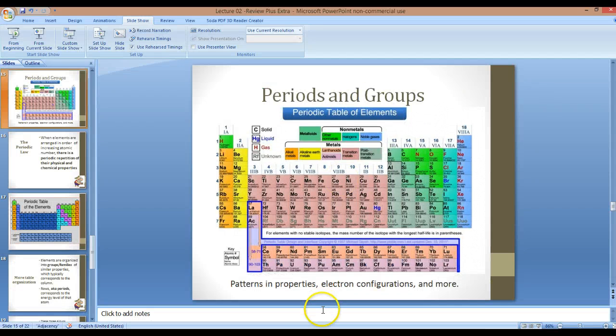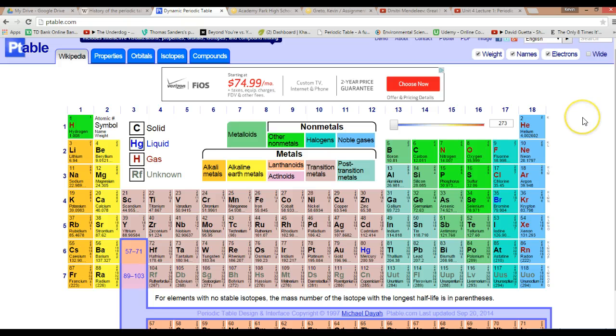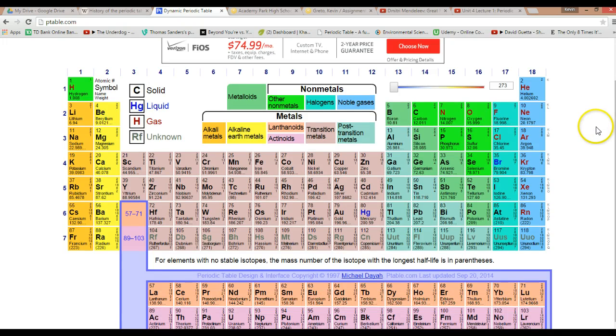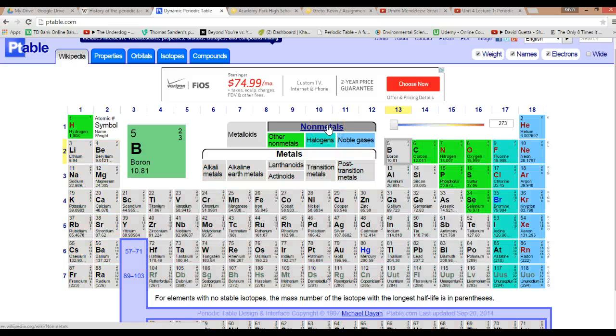Now, if we're talking about groups, I want to go to ptable.com, because that is an excellent website for that. So, if you're on ptable.com, it's very interactive, it's very cool. So if we want to see all our metals, we could highlight metals and it would highlight them all for us. Non-metals highlights all the left side of the periodic table. But let's look at some of the groups that we want to know.